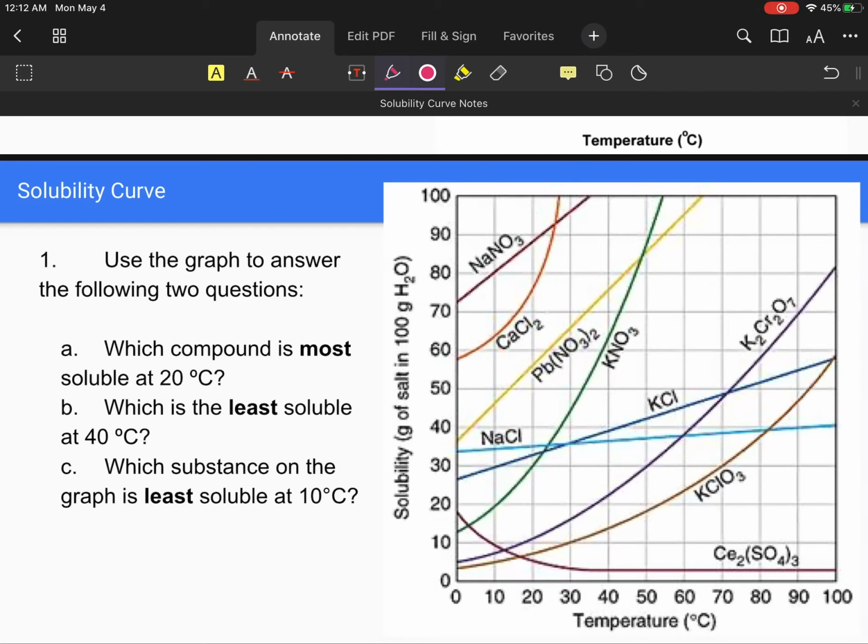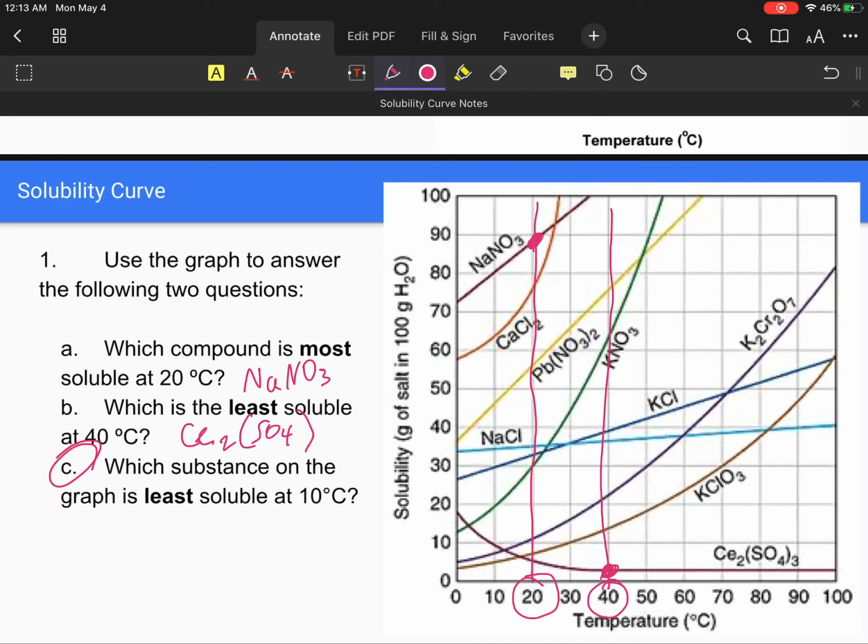All right, let's look at these. So again, most soluble, 20 degrees. Which one can I dissolve the most at 20 degrees? All right, where's my highest line that intersects with 20 degrees? And that's right here. Okay, so NaNO3 is actually the most soluble. Okay, let's look at 40 degrees, which is the least soluble. So that's the opposite. Which one can dissolve the least? Where's my lowest line? Right here. Cesium sulfate.